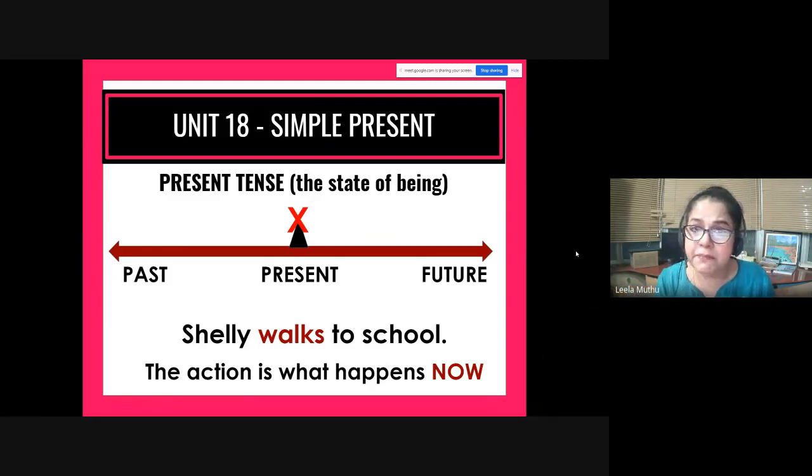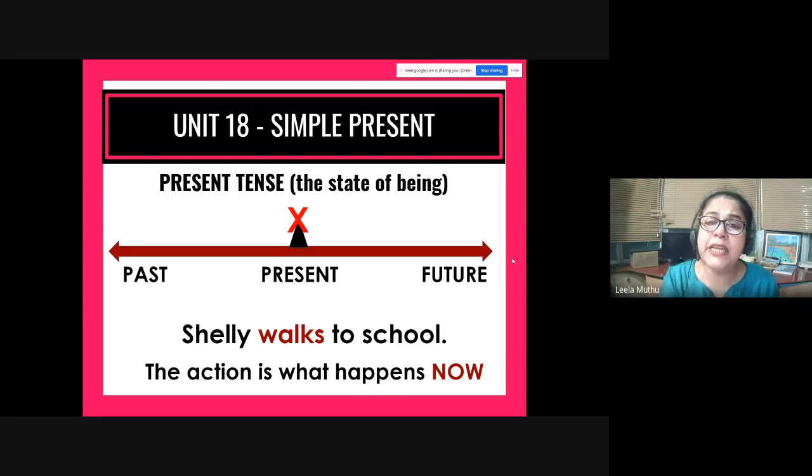Okay, so let's look at the examples. Shelley walks to school. Now, this is the do form of the verb. Shelley walks to school. Okay, so this action is what happens right now. She walks to school. Okay, so you can see the timeline, which is made up of this lovely red arrow. One part of the arrow points in this direction and the other one points in this direction. The central point where I put the triangle is present now, and you are an X on the present. So whatever you're doing in the present is the present tense, the simple present, okay? An action that happens now.